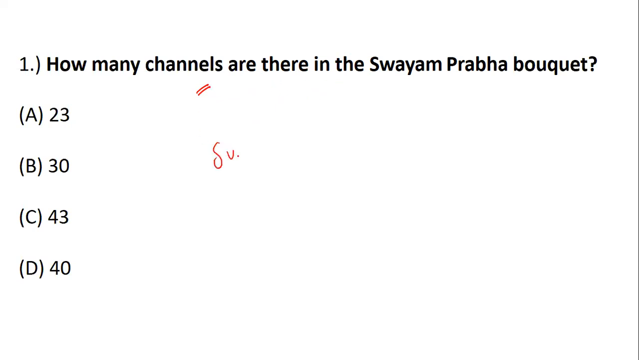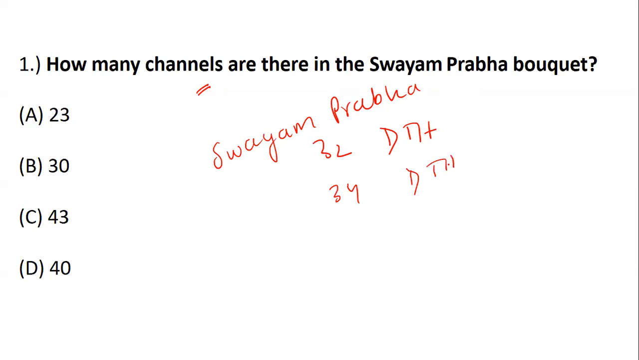If we remember Swayam Prabha initially, if I go one and a half years back, it was 32 DTH (direct to home) channels. Then we had 34 DTH channels. Whether it is 34 or 23, 30, 43 and 40 channels, it is very important that for the factual topics which are being taught to you, you update yourself on these facts and figures.